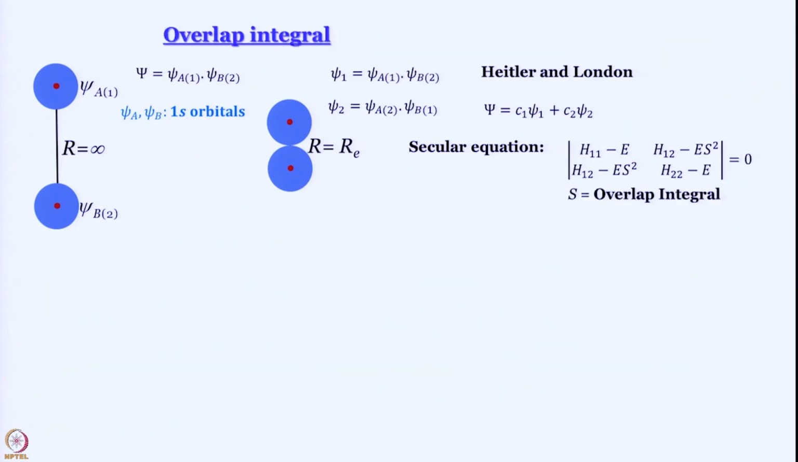Okay. So, here it is, we have got this concept of overlap integral, we have introduced it, and we have got this secular equation which is a little simpler than what it was earlier. Okay, we have made some advance. Next we want to evaluate the H11 integral. This is where we will start from in the next class.